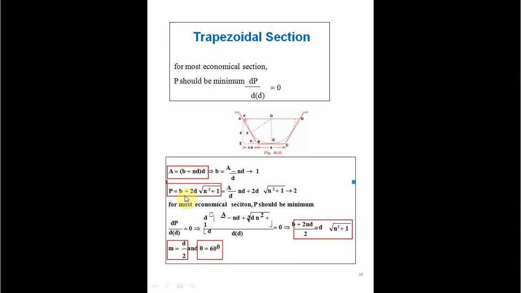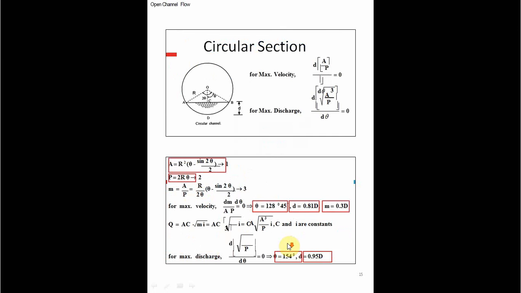Therefore, perimeter P equal to B plus twice of D into root of N square plus 1. Root means this inclined portion, N square plus 1. That is A upon D minus N into D plus 2D into root of N square plus 1. I will call this equation 2. For the most economical section, P should be minimum. So therefore, dou P upon dou D equal to 0. So therefore, M is equal to D by 2 and theta is equal to 60 degrees.